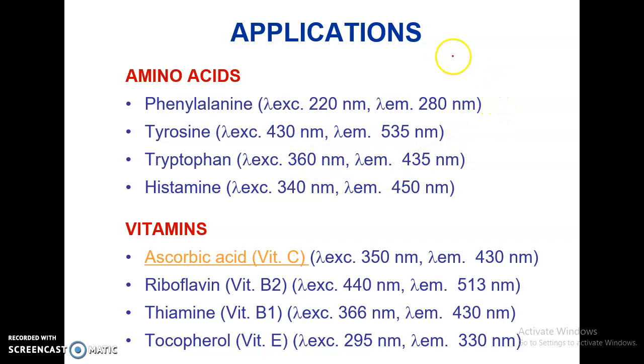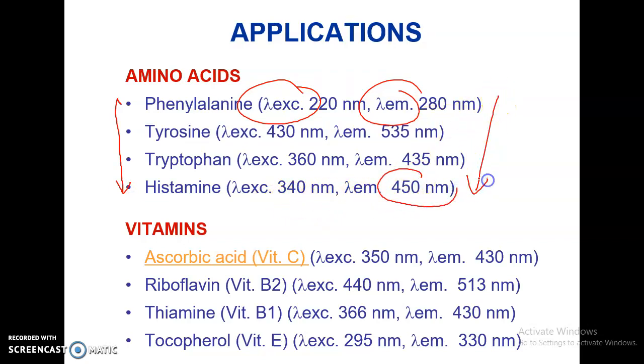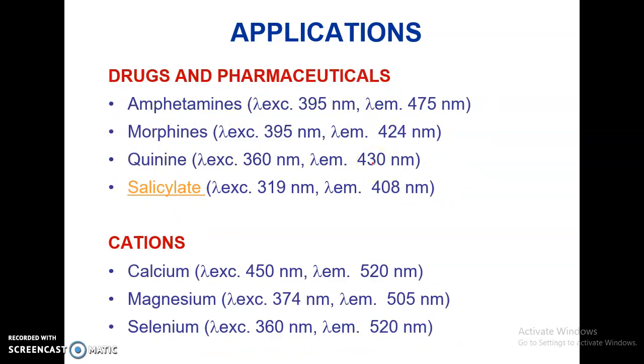These are some tabulated excitation lambda and emission lambda for several compounds. See that from phenylalanine to histamine, the excitation and also emission wavelength is increasing. So you can predict that the color intensity from phenylalanine to histamine is increasing as well. We also have applications for drugs and pharmaceuticals. Quinine, this is the same as what we did in our journal article active learning.